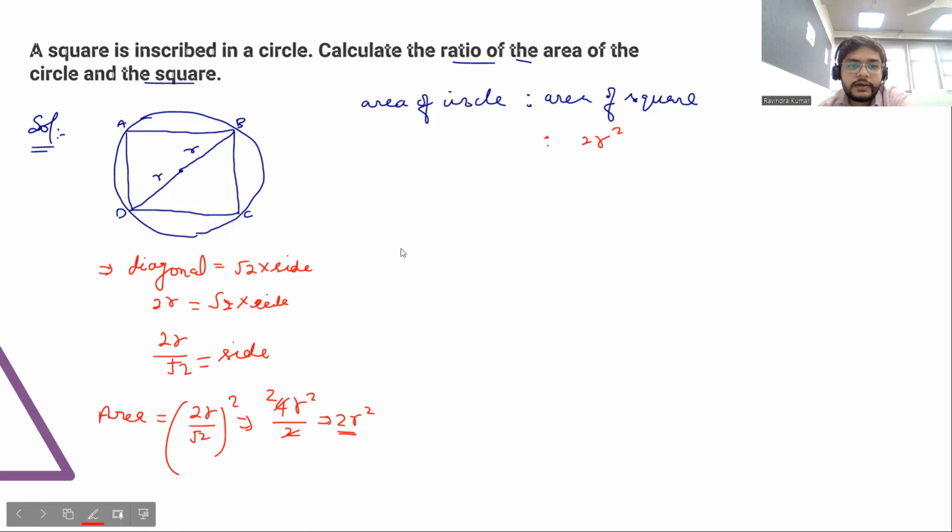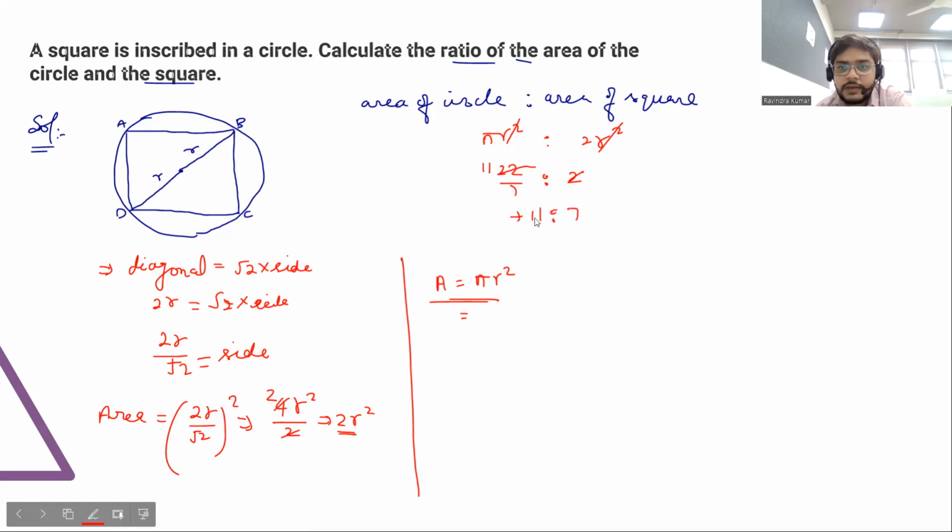Now we need to find the area of circle. So area of circle, as we know, is nothing but pi r square, and we know the radius is r here, so it is pi r square. So now cancel out r square to r square, and we can also put the value of pi, 22 divided by 7, and it will be 2 here. Now cancel out by 2, so it is 11. So it will be 11 is to 7. This is the ratio of area of circle to the area of square, right?